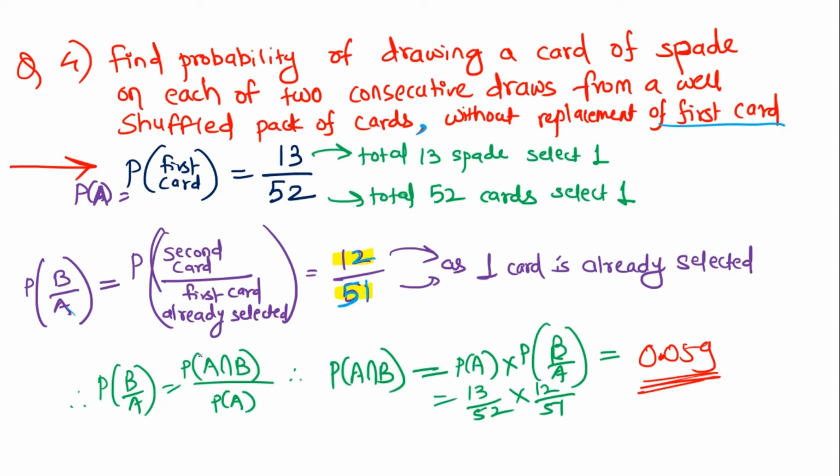This is the probability of my second event. Now according to the conditional theorem, we know that probability of B given A is equal to the probability of both the events divided by the probability of the first event. So the probability of both events will be the probability of the second event such that the first event has occurred, times the probability of A. Now if we put all of these values in this formula, we get the answer, 0.059, which is the probability of taking out two consecutive spade cards without replacement of the first card.